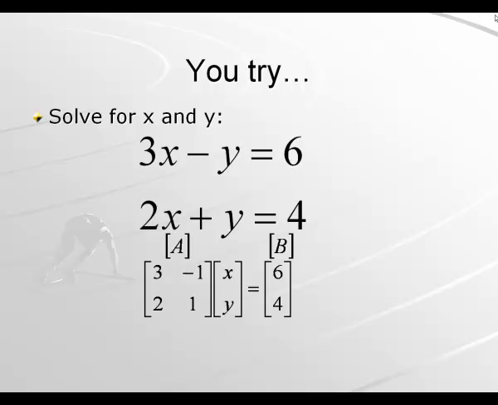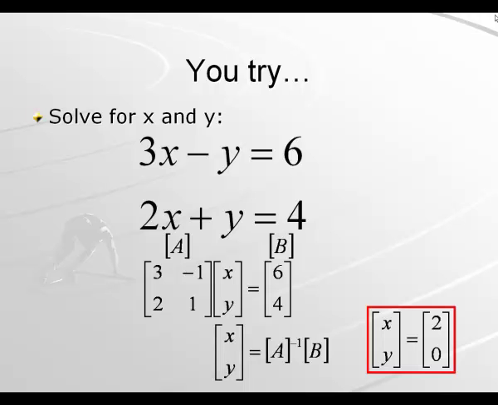To solve for x and y, we're going to use matrix A inverse times matrix B. So enter in matrix A in your calculator, enter in matrix B in your calculator, and do matrix A inverse times matrix B. We should get the solution that x is equal to 2 and y is equal to 0.